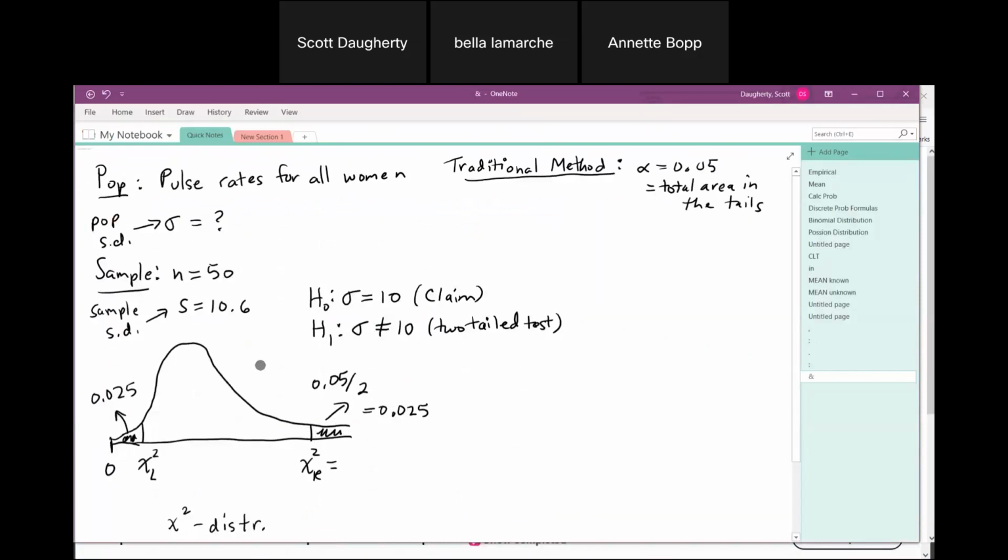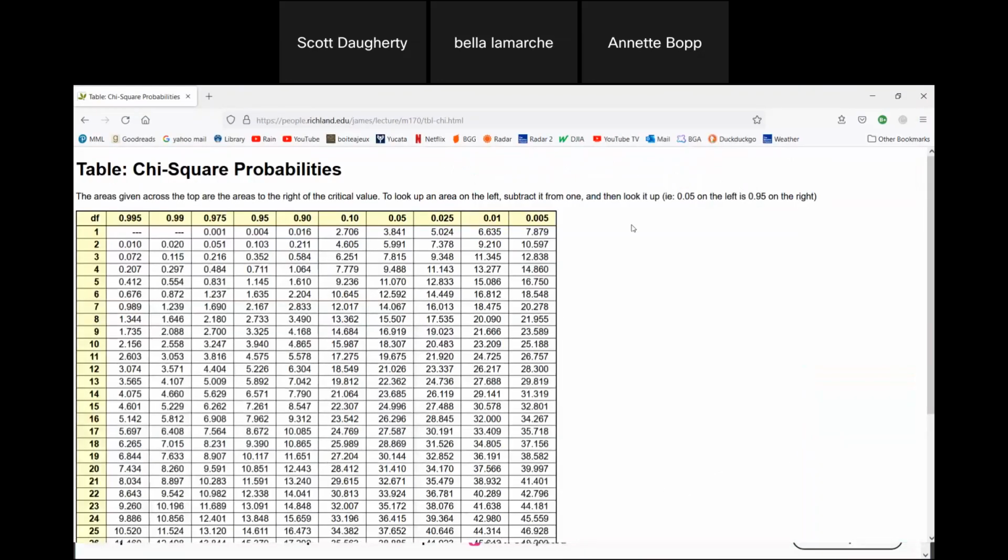And also remember, the degree of freedom is one less than the sample size. So degree of freedom here would be, our sample size was 50, so it's 50 minus 1, so it's 49 degrees of freedom. Okay, so I want the area to the right to be 0.025, which would be this column here, the third one from the last.